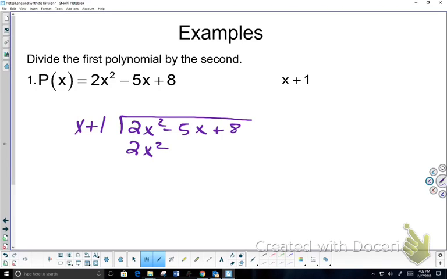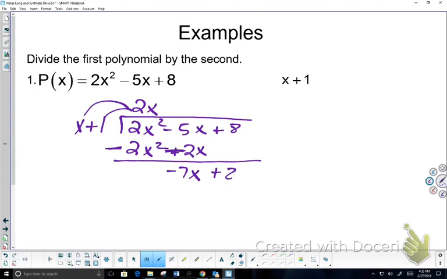x times what times x is 2x squared? 2x times x is 2x squared. 2x times 1 is 2x. Draw the line, change the sign. So my 2x squared minus 2x squared is 0. Negative 5x minus 2x is negative 7x, and then bring everything down.